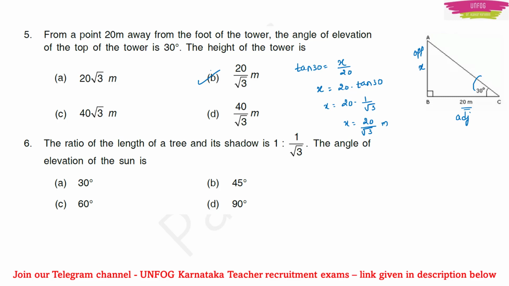Okay. Maximum times you will use tan only in heights and distances, and if not tan, then there are chances that you may use sine. But cos is a very rare case. So that you take it as a trick. Okay.